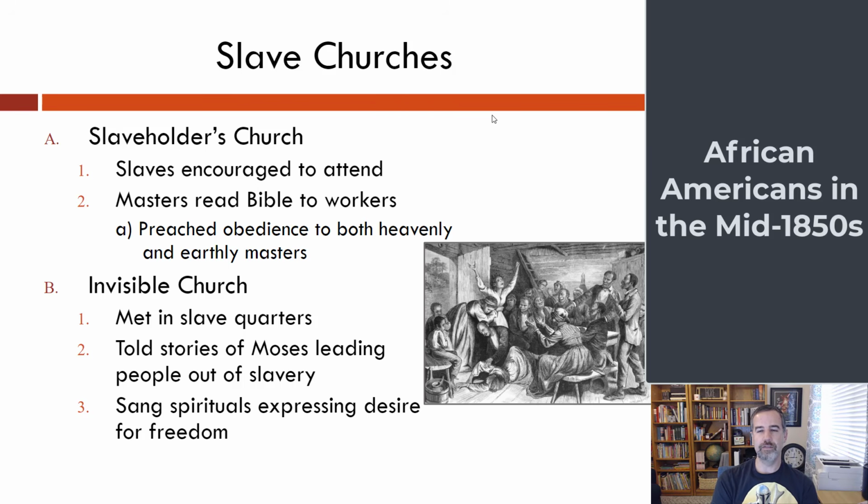And then you have the secret churches, the invisible ones that the slaves would have for themselves, where they would meet in slave quarters. They would recount stories of Moses freeing the Egyptian slaves out of Egypt, and that's symbolizing their trying to get to the promised land of the free states in the Union. And then they sang spiritual songs expressing their desire for freedom during those services, but also while they were working.